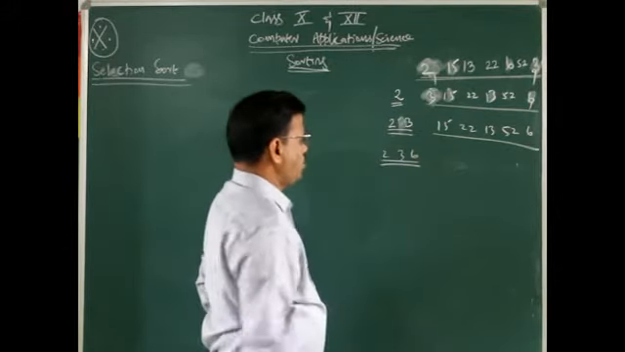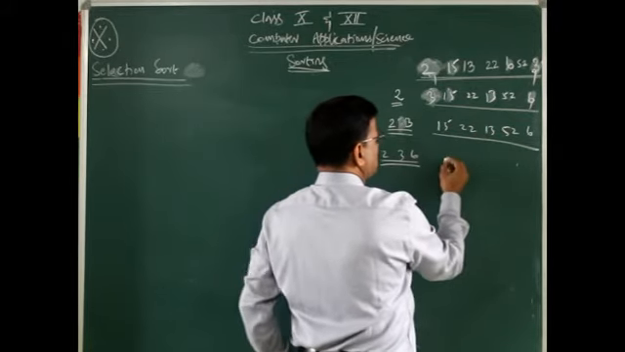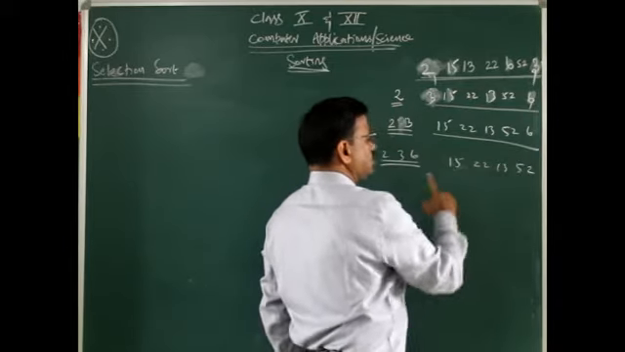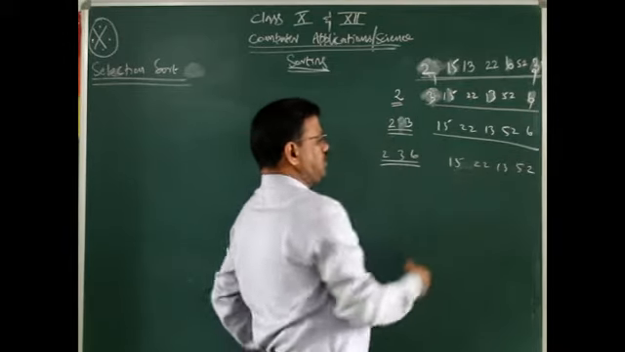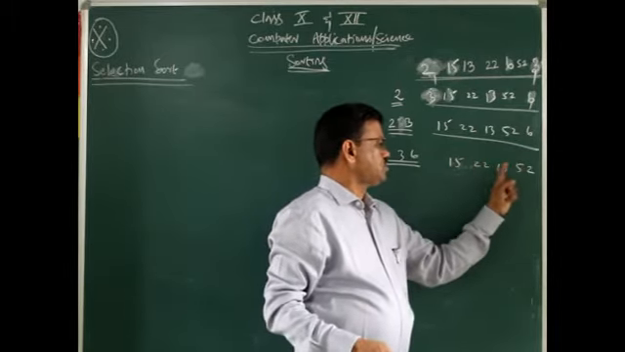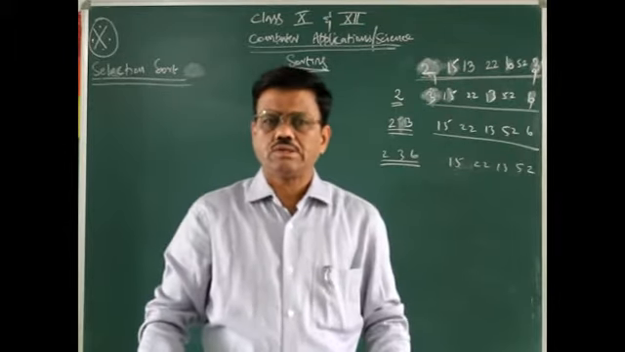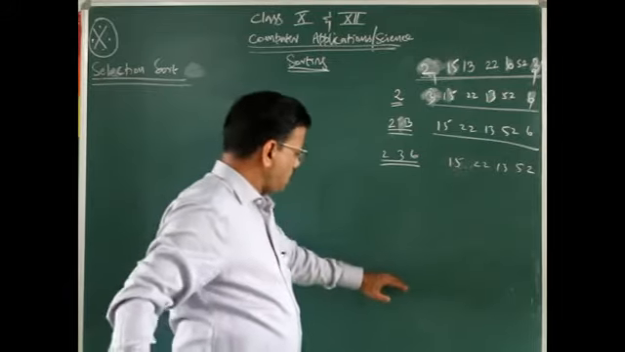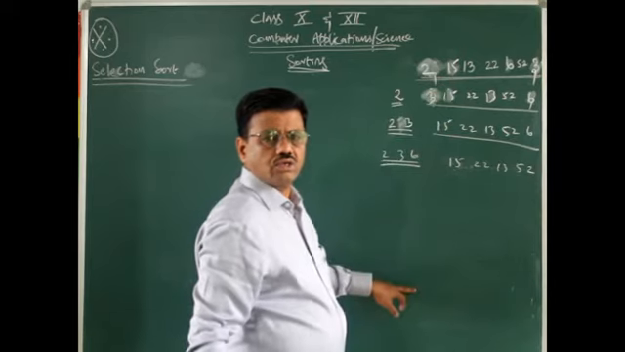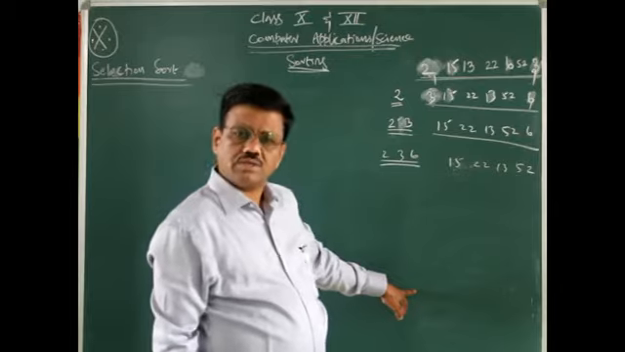What happens is 6 will come here. 15, 22, 13, 52. Again, what will the least value be? 13 will join. Again, 1, 2, 3, 4. 4 numbers are there, so 3 times it will compare. So this process will continue till the last element. At last, you will have a sorted array. It was an unsorted array. At last, it will come back this many times and you will get the sorted array.